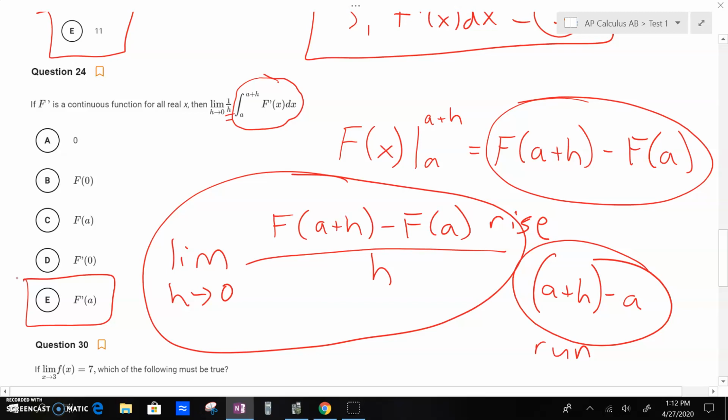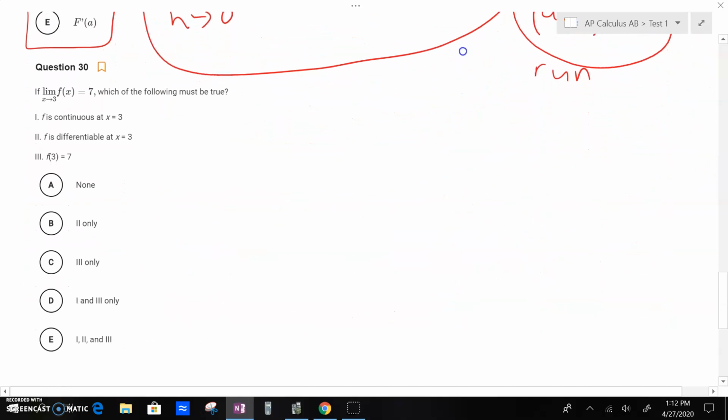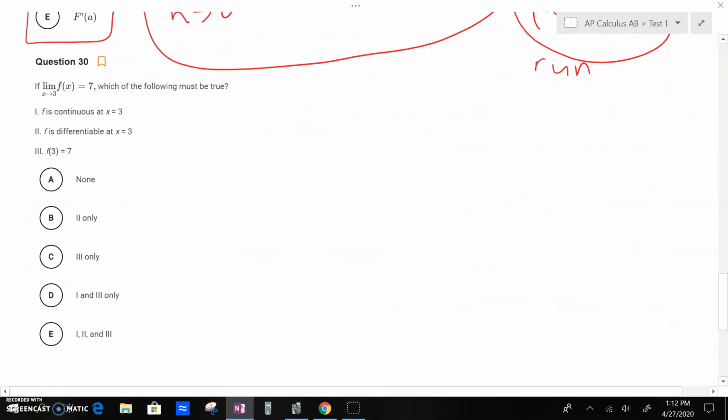Okay, so we've got 2 to go. I think I can wrap it up in one video, which I'm not usually brief, but I think we can get it done. Question 30 was: limit as x approaches 3 of f of x is 7. Which of the following must be true? So let's see, f is continuous at 3. F is differentiable at 3. F of 3 is equal to 7. For sure, this last one I can chuck out. I'm confident that one can go away.